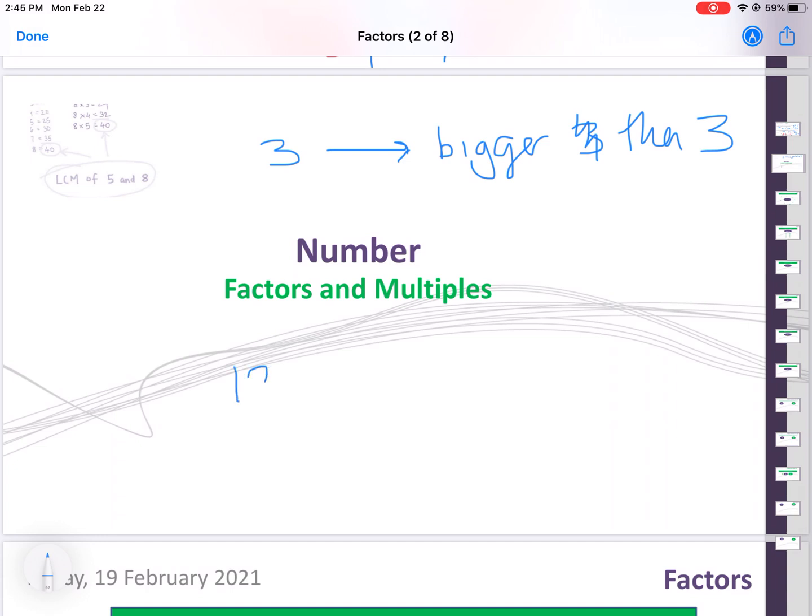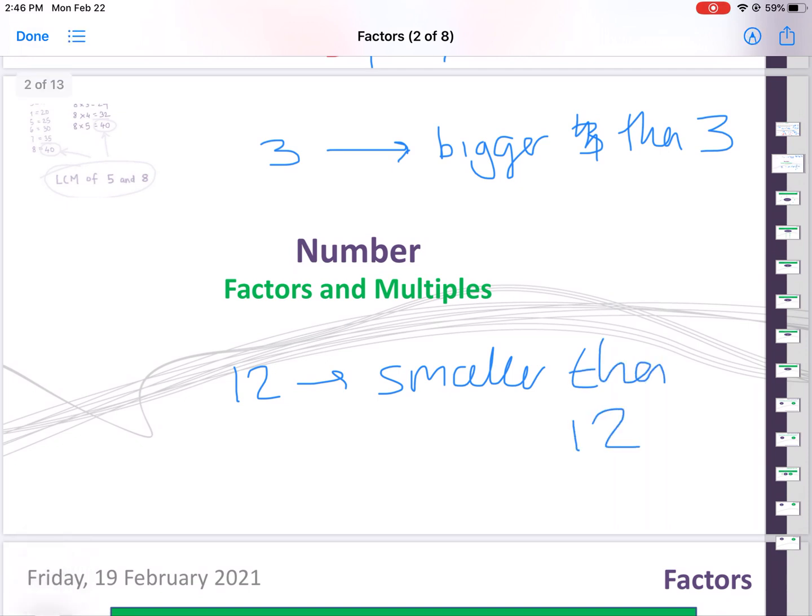Factors, so we could have factors of 12, they are going to be smaller than the number, so smaller than 12. And we need something that divides evenly into the number. Okay, so something that divides evenly into 12 rather than a multiple, which was something that 12 divided into. It's quite easy to get those two mixed up, which is why we do them separately, then we take them together as well at the end.